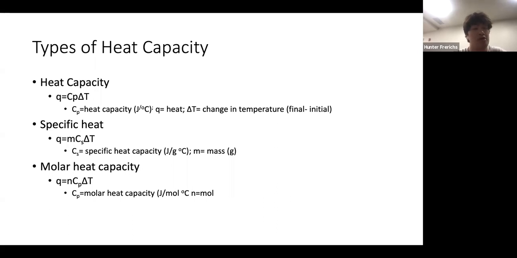And so molar heat capacity is Q equals n C_p delta T, where C_p is the heat capacity, which is measured in joules per mole degrees Celsius, and n equals moles. So what molar heat capacity means is the amount of energy needed to heat up 1 mole of a substance.